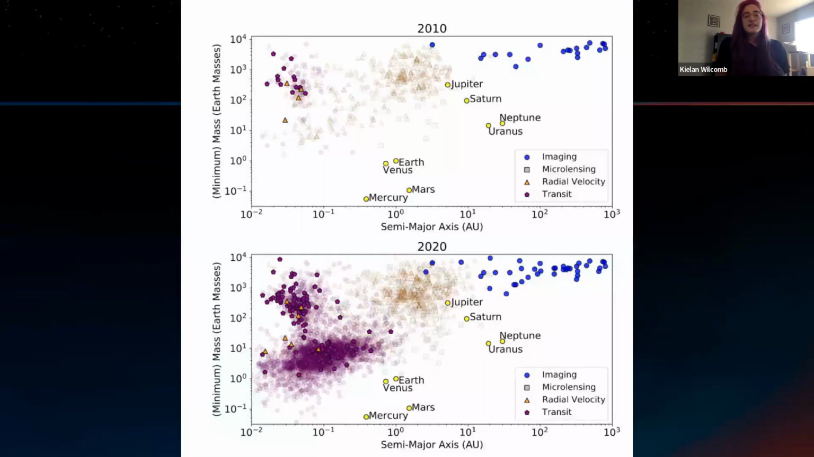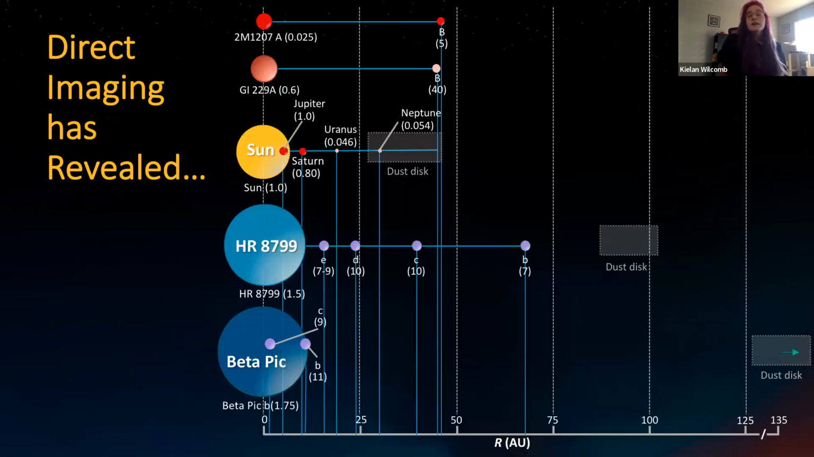Over the past decade, the number of exoplanets detected has dramatically increased, as shown in this plot from the Decadal Survey. Additionally, each detection method reveals a specific population of exoplanets, depending on their mass and their separation from their host stars. The population that I will be talking about today is the directly imaged exoplanets, shown as the blue dots. Direct imaging has revealed a population of exoplanets that are very massive and are widely separated from their host stars. These planets are very rare compared to the planets discovered indirectly.